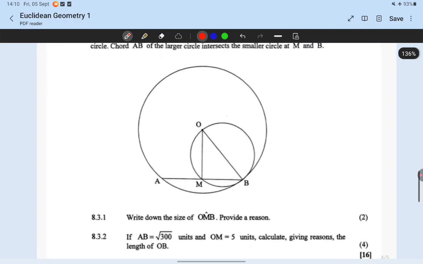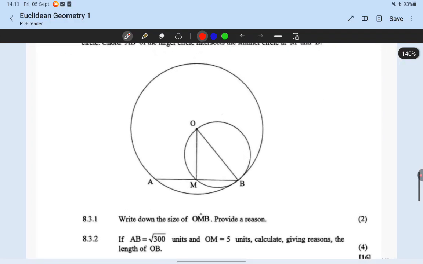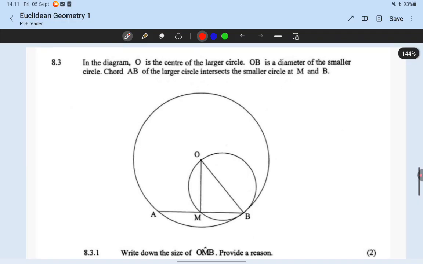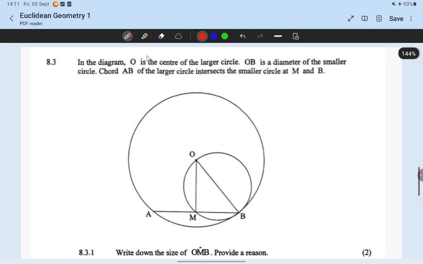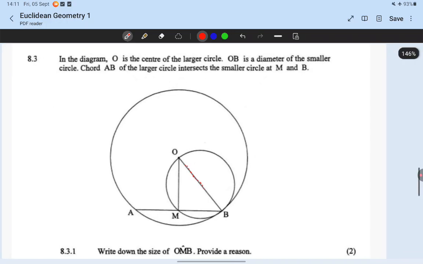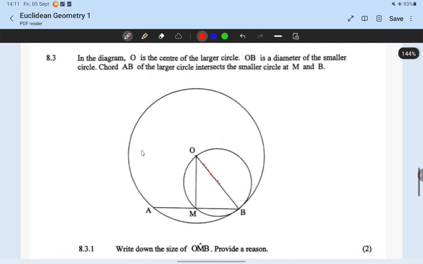So let's see this one now. Again, these are 6 marks for free. In the diagram, O is the center of the larger circle, OB is the diameter of the smaller circle, so this line is the diameter of the smaller circle, right? So what do you know if you're having a diameter? Once you have the diameter, know that a diameter subtends how many degrees? 90 degrees. Before you can go any further, just do that.